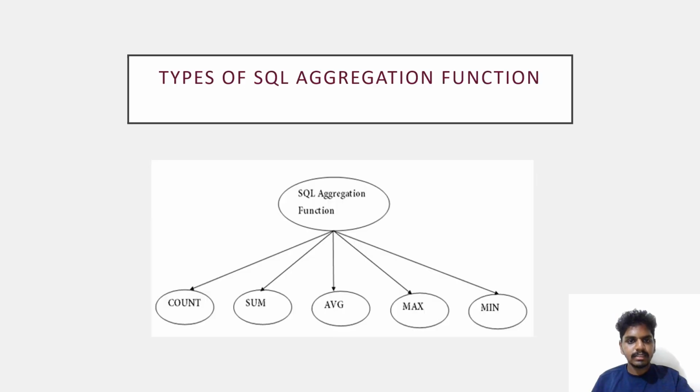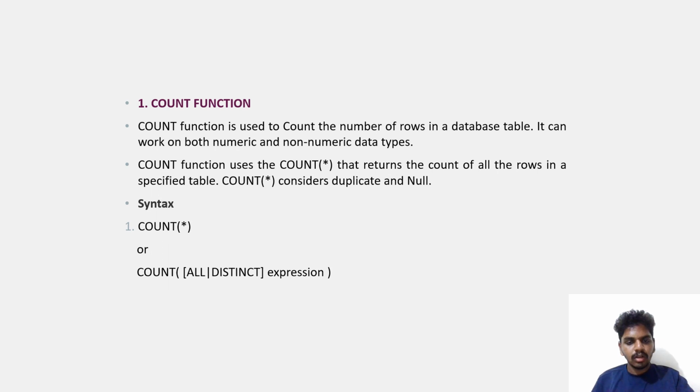Now first let us see the types of SQL aggregation functions. There are five types: count, sum, average, max and min. Count function. Count function is used to count the number of rows in a database.